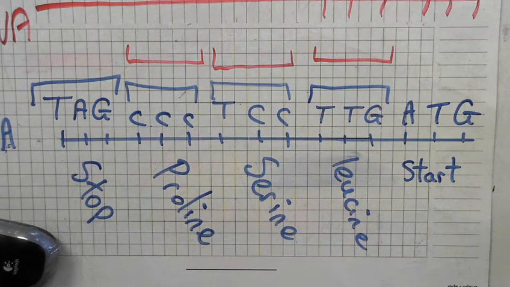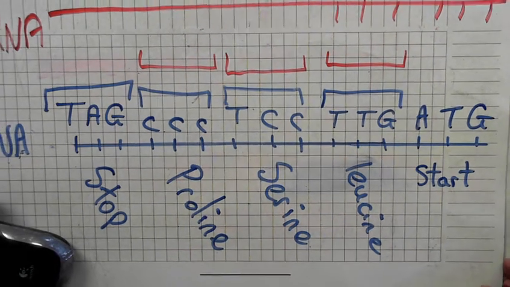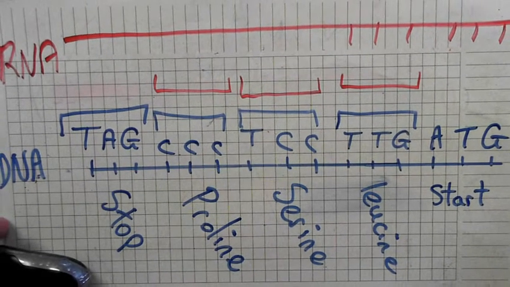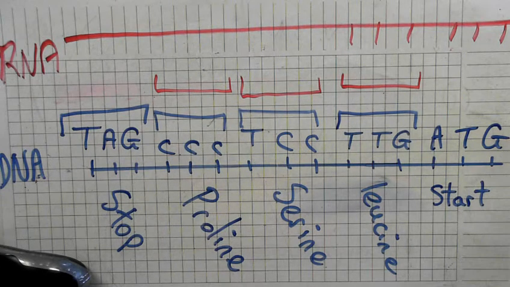Now remember, this is RNA, it's ribonucleic acid because it has a uracil instead of a thymine. And it's this strand which will now be called messenger RNA because it carries the message to the ribosome. That's why it's called messenger RNA.